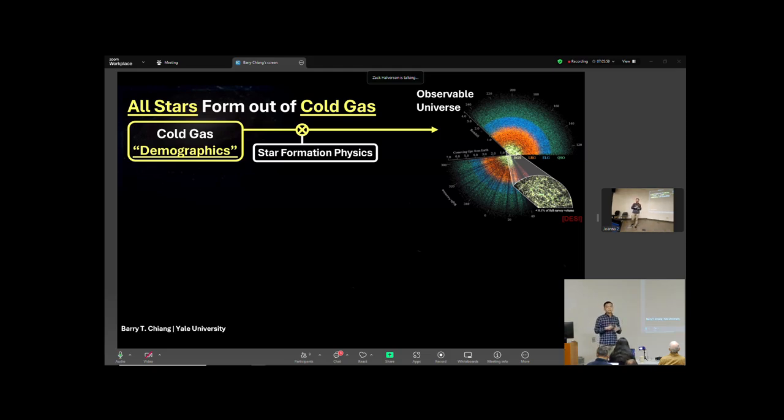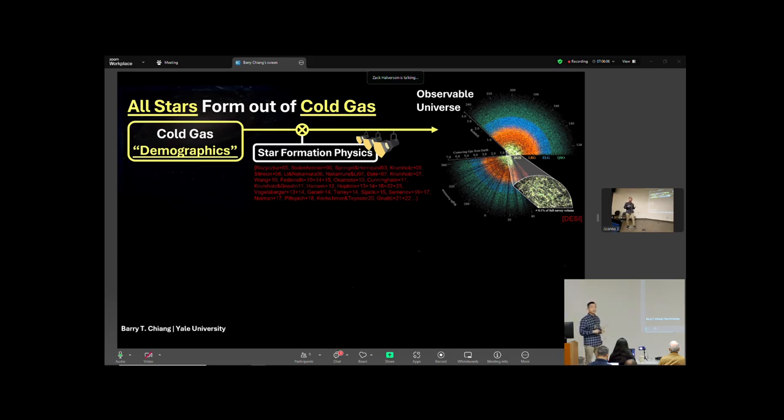In the past two or three decades, much attention of the community has been given to developing star formation subgrid models in physics. Ask the question, how well do we actually understand cold gas demographics? And the answer might be surprising to some. We actually don't know a whole lot about it, for the reason that it is observationally very challenging to map out cold gas because of its intrinsic faintness.